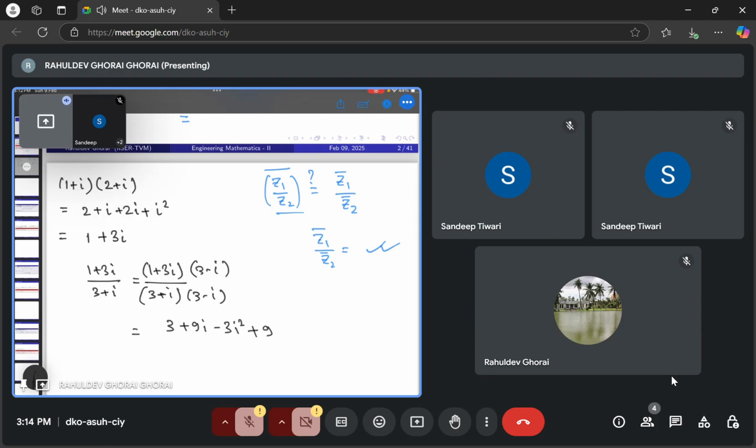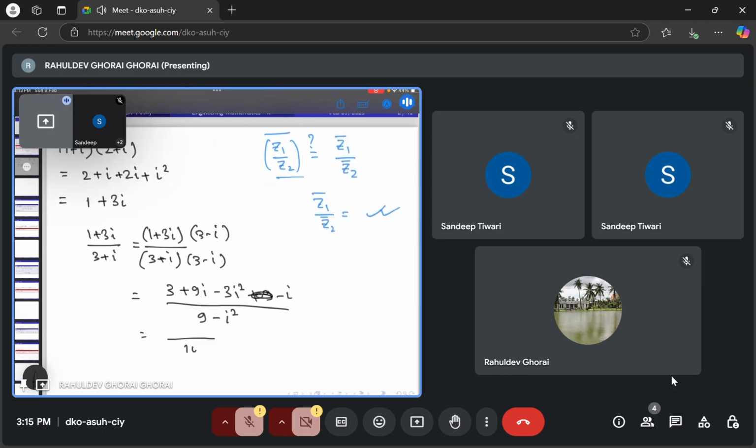That will give you 3 plus 9i, minus i, minus 3i squared, over 9 minus i squared, which will be 10. I squared will be minus 1, right? So the numerator will be 6 plus 8i, over 10, giving 3 over 5 plus 4 over 5 i.